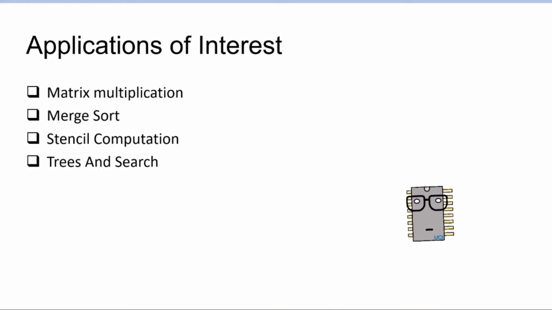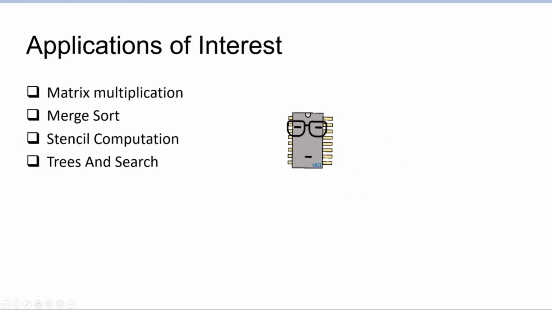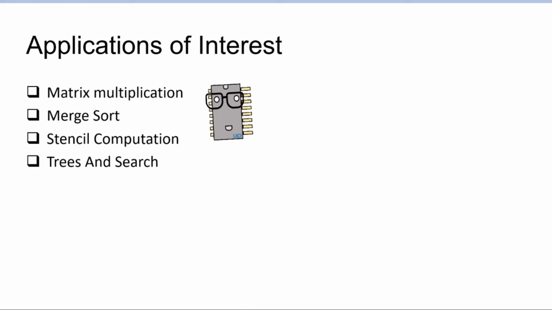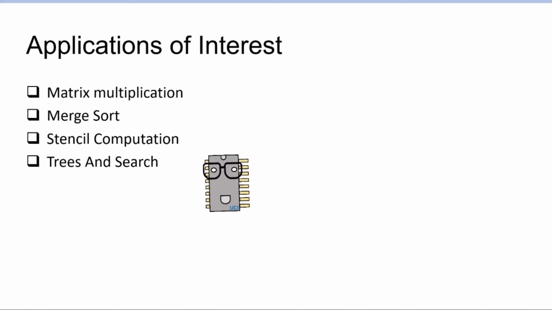Anyways, in terms of the class of algorithms that we'll be looking at this lecture, there's 4 prominent ones. Hopefully we'll have time to go over all of them. Matrix multiplication, because it's pretty much legally mandated to look at matrix multiplication when we do high performance stuff. Merge sort, stencil computation, we'll get into what that is in a bit for those of you who are familiar, and trees and search.